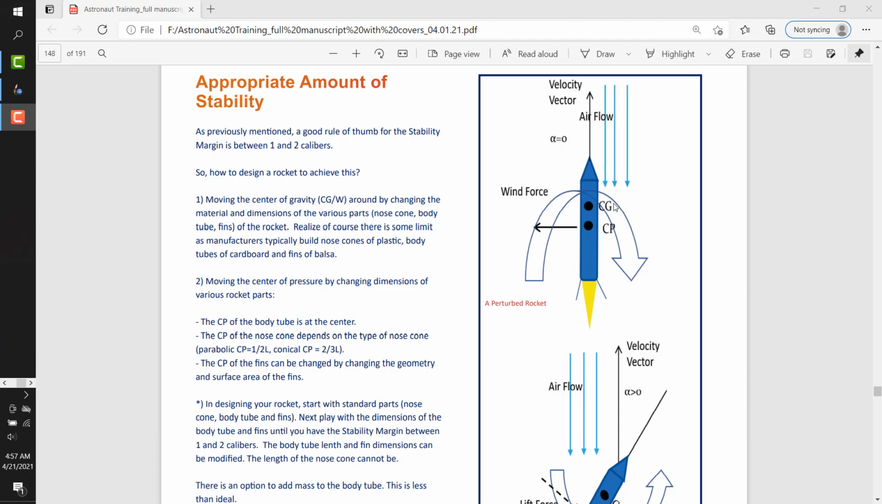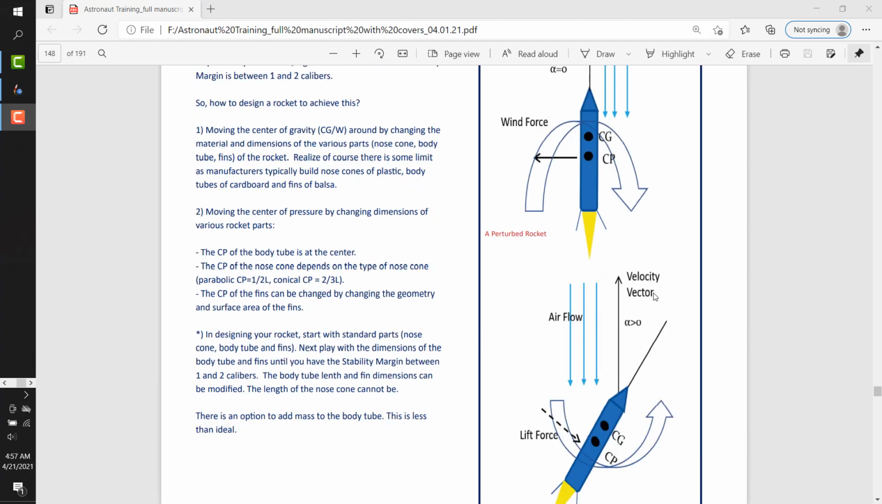There is a limit to doing this, however, because you're going to have plastic nose cones and body tubes made of cardboard and fins made of balsa. But you can change the dimensions of the body tube. You could have a very short body tube relative to a nose cone or relative to very large fins, and that certainly would move around the center of gravity.